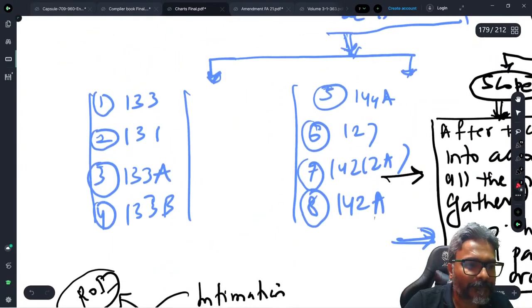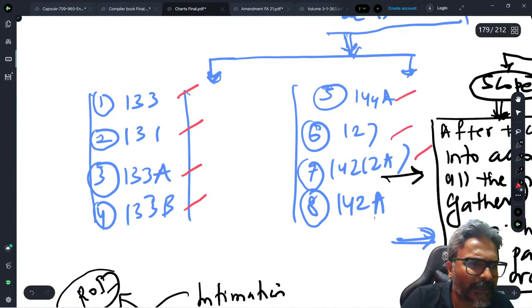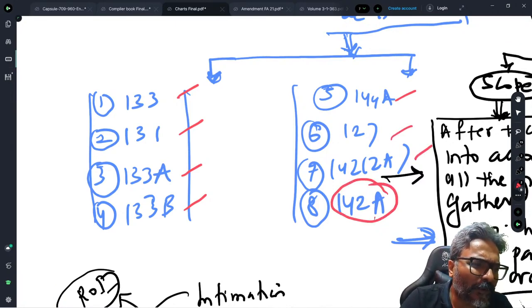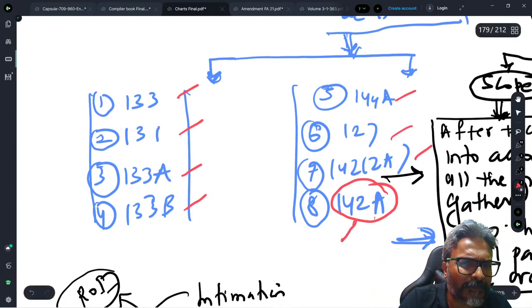Have a look: 133, 131, 133A, 133B, 144A, 127, 142. Okay, this valuation officer, students. Reference to the valuation officer, I think all of you are aware of this one also. So for the purpose of valuation, you can make a reference to the valuation officer.